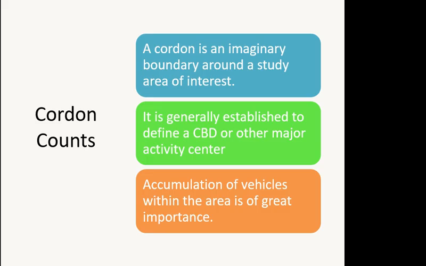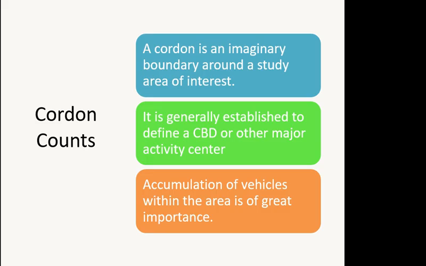And around this area you select a boundary. You make a boundary, like on the map, and then you see how many people are crossing this boundary. Crossing the boundary means what? They are entering and exiting the area, right? So this is what you do in a cordon count.